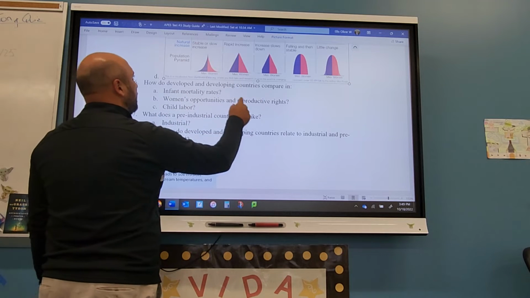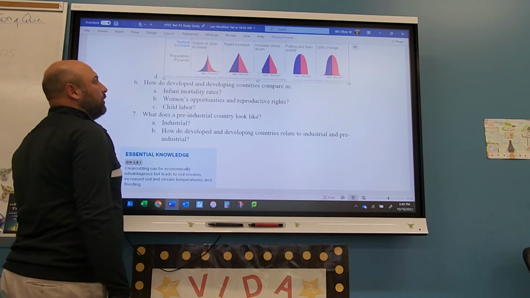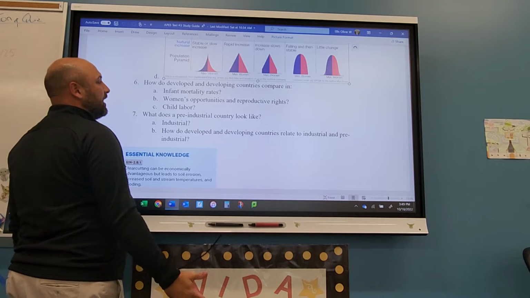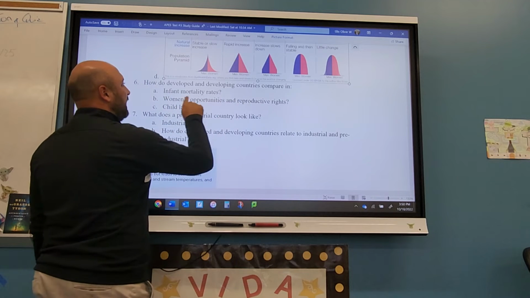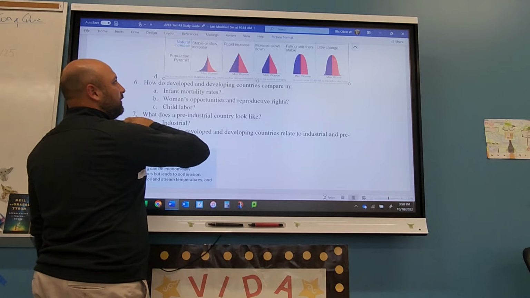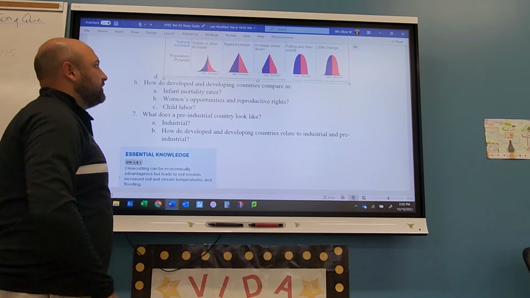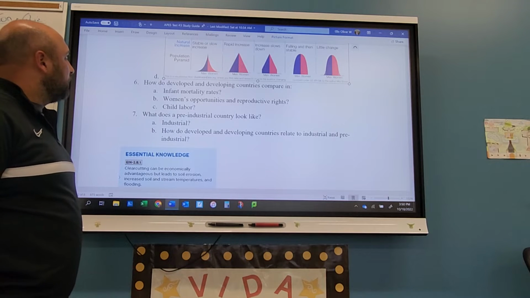Women's opportunities for reproductive rights. Again, the more babies you see being produced, the wider the base, the less opportunities for women in those countries. Okay, you're given fewer options other than just having children. So developing countries will have low reproductive rights and low opportunities for women, and developed countries will have more such things for their women, which means they're having fewer children and the population is not growing as much.